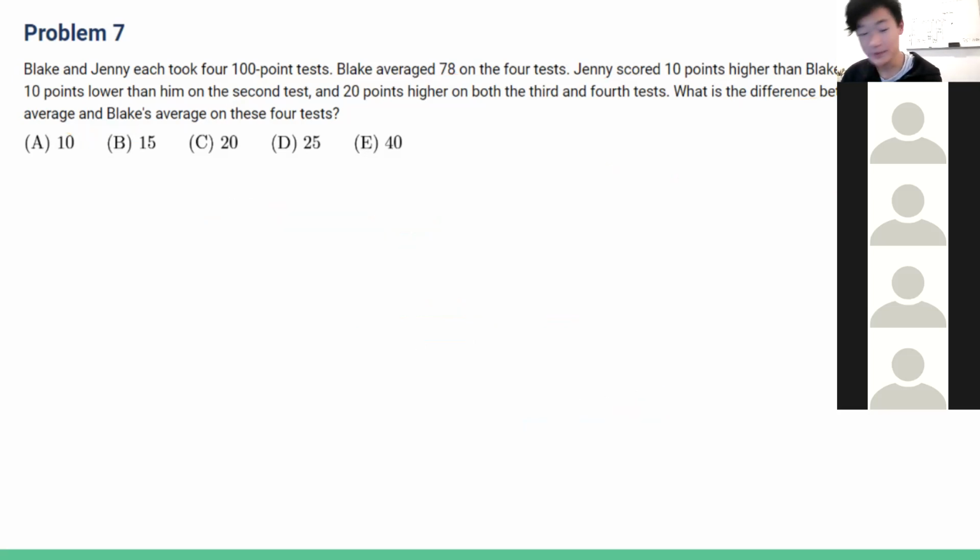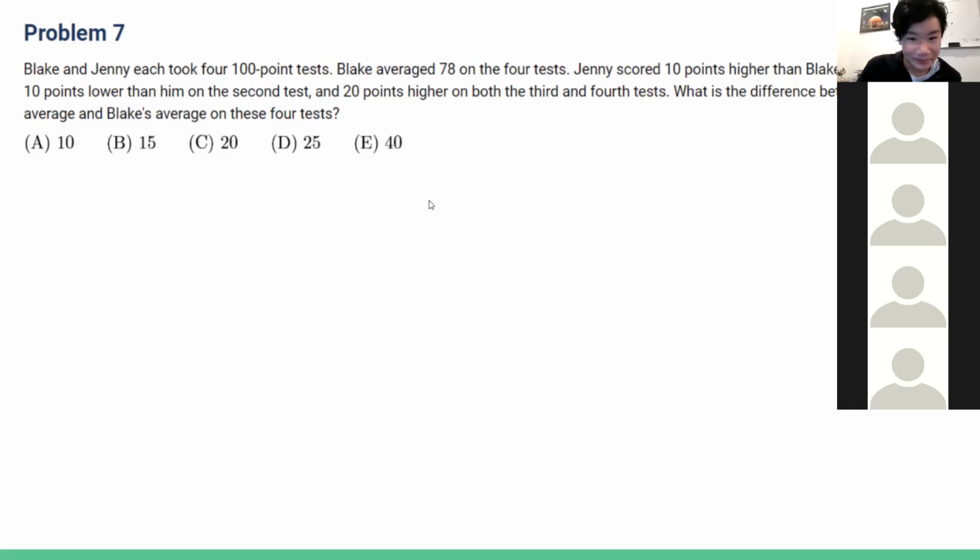Okay, this one was actually a little bit hard. I think the hardest part about this for me was recognizing that I can find the total amount of points that Blake has just by multiplying 78 by 4. Because on each of his tests, he has an average of 78. So maybe it's not exactly 78. Maybe on one of his tests, he got 77. Maybe on one of them, he got 79, right? But the average is 78. So we're allowed to just multiply 78 by 4 to find the total amount of points that he got.